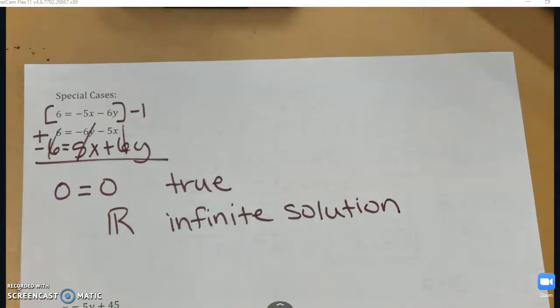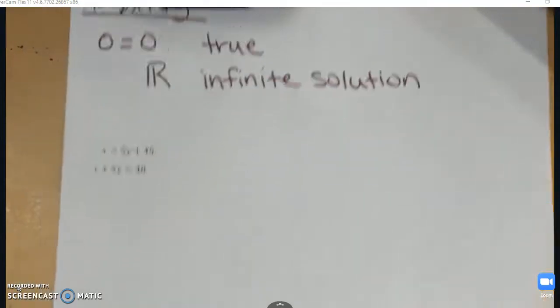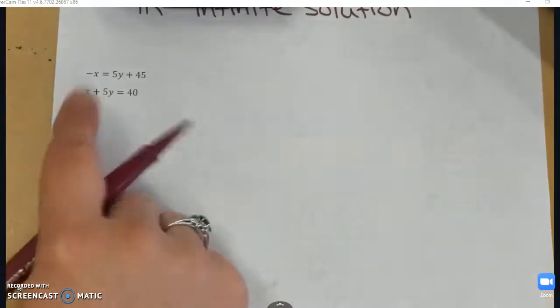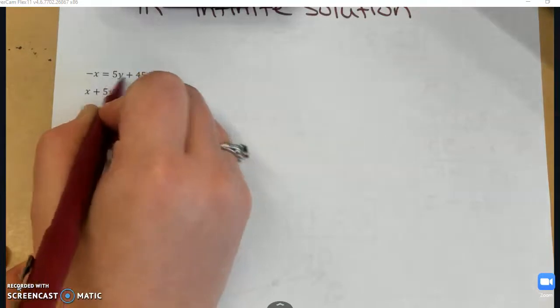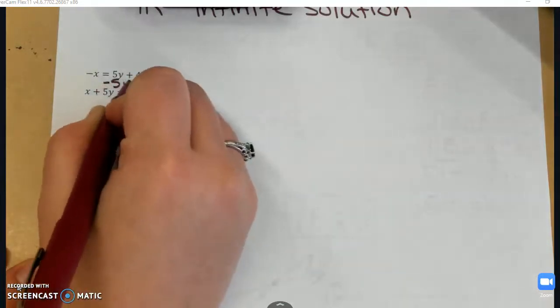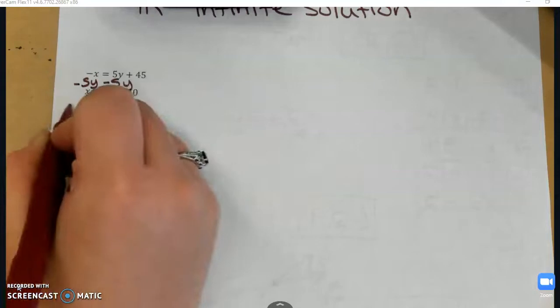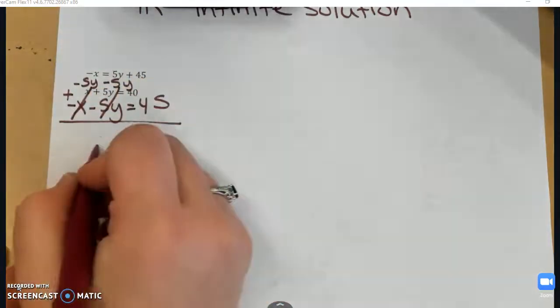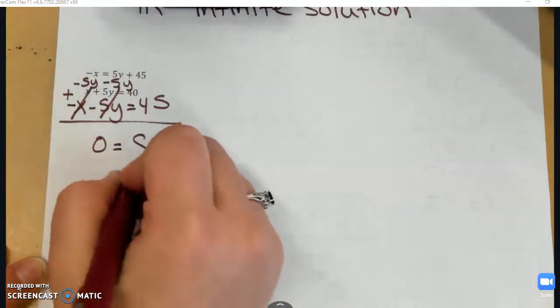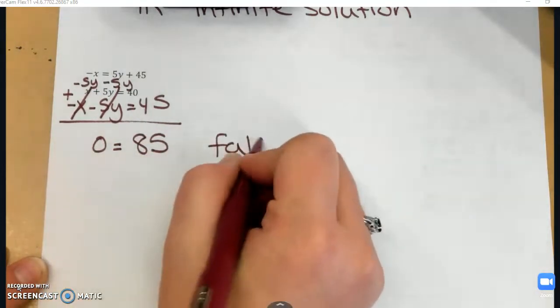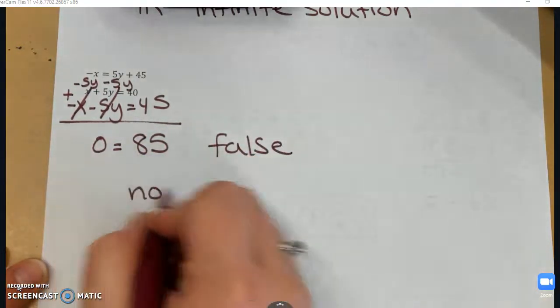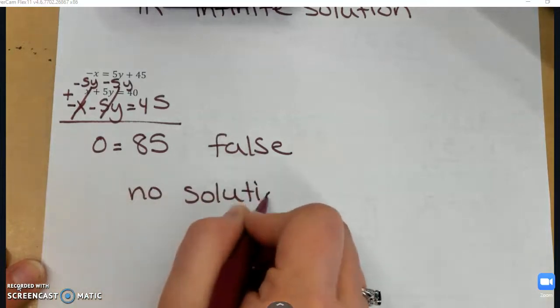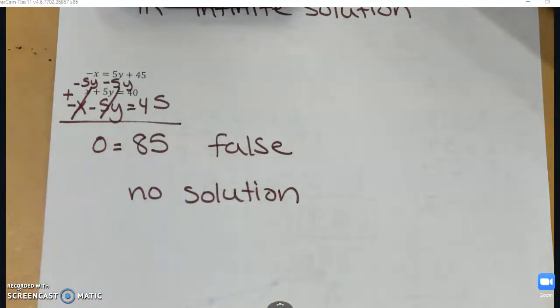Now in this scenario, I can use elimination because my x's will cancel, but I want to get all my variables on the same side, so I'm going to move that 5y over first. And then I'm going to combine my equations, and my variables are canceling, and now I have that 0 is equal to 85. This is a false mathematical statement, so my answer is no solution. So a true statement is infinite solutions, a false statement is no solution.